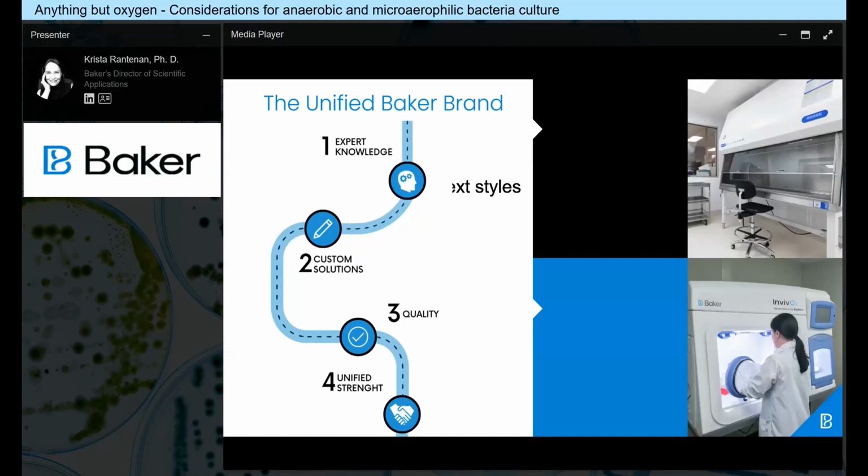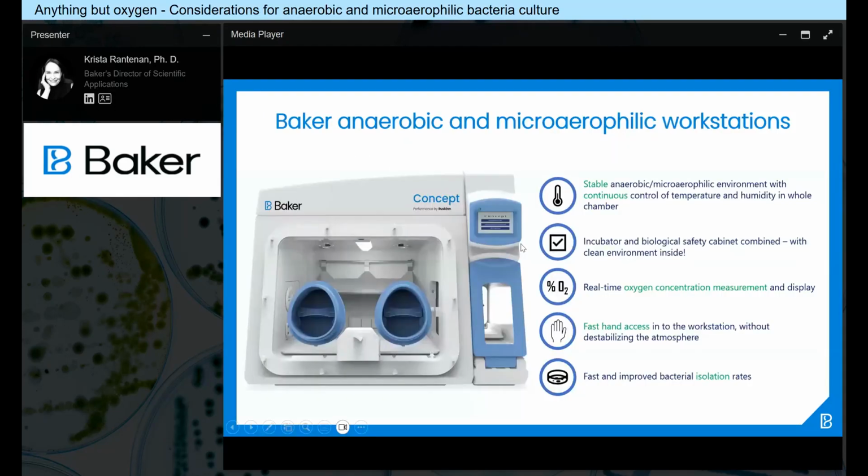So moving on to the actual workstations and how to precisely control your culture conditions, whether this is a bacteria culture or possibly co-cultures with both bacteria and human cells. So if the workstation method or workstations as a concept is new to you, a few introductory words here.